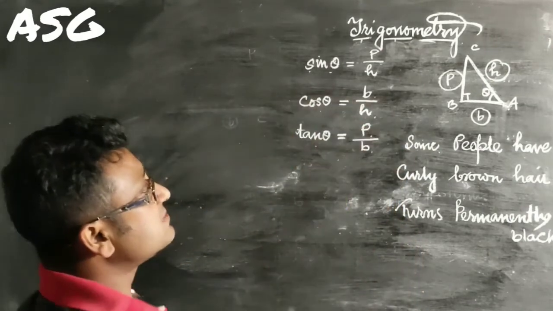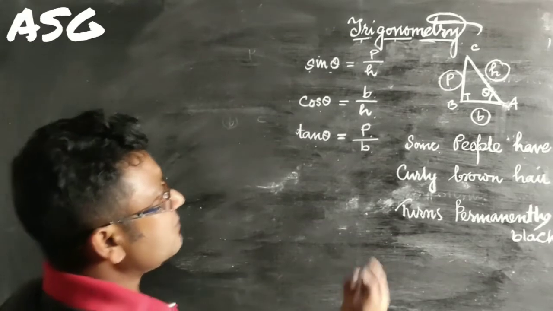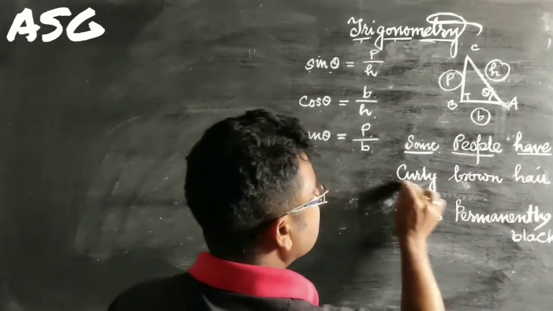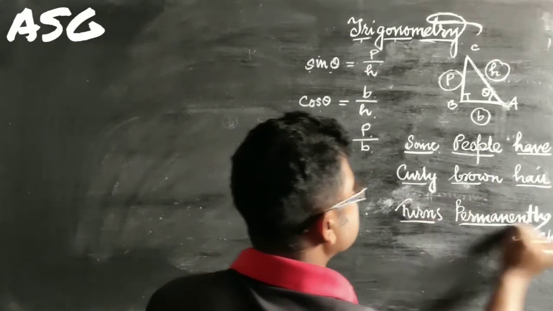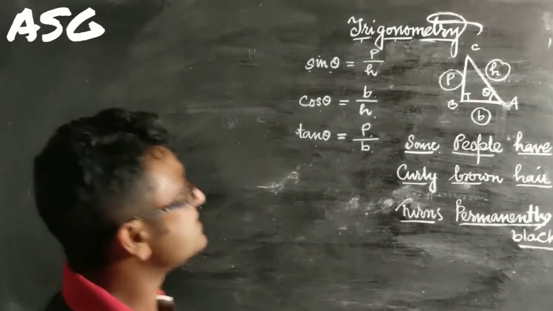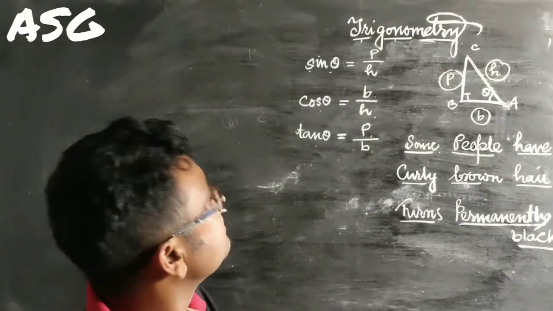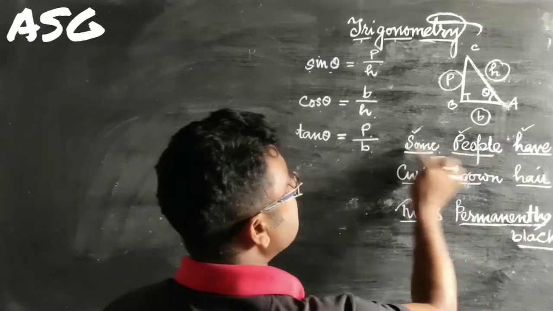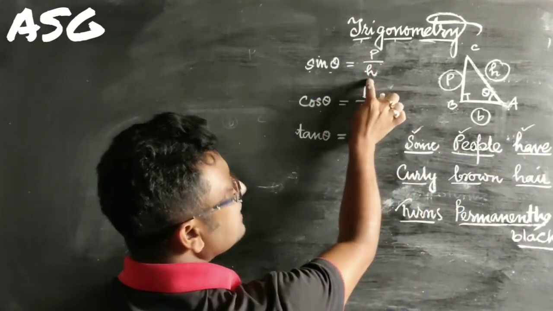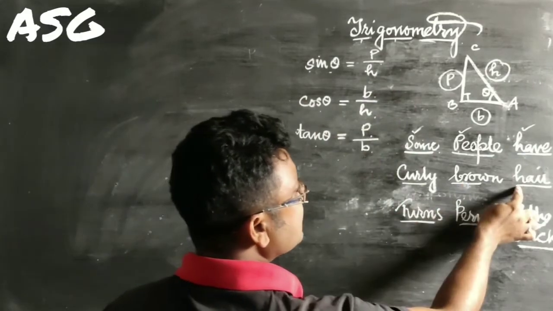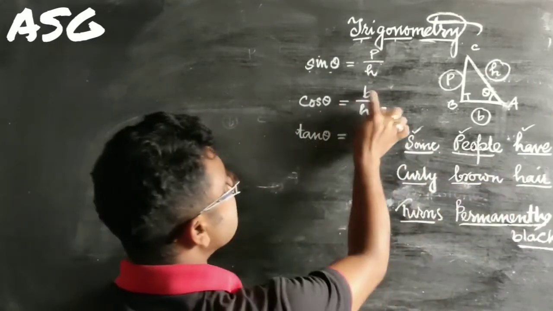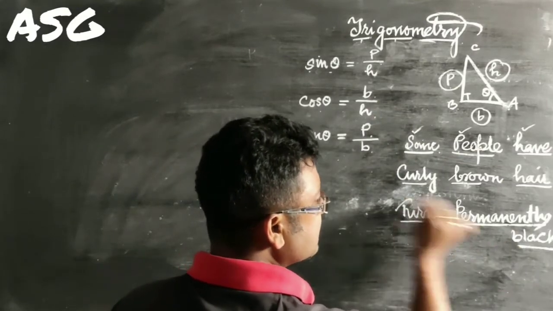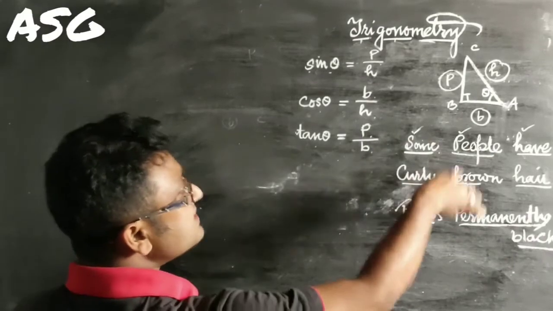Now to remember these three, you can remember with a poem. Some people have curly brown hair, turns permanently black. This is nothing to do with mathematics, just to remember. This is a trick by which you can remember this. S for sine, P for perpendicular, H for hypotenuse. Some people have, just see, sin theta is perpendicular by hypotenuse. Curly brown hair. So cos theta is B by H. Last line is turns permanently black, so it will be tan theta is P by B. Just see, very easily you can remember these three.